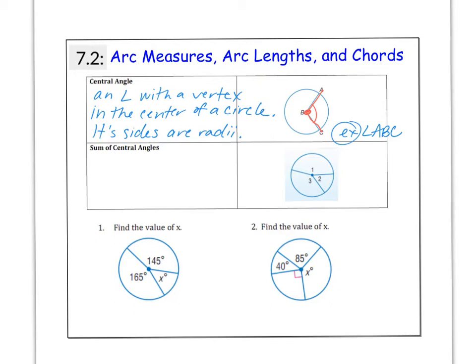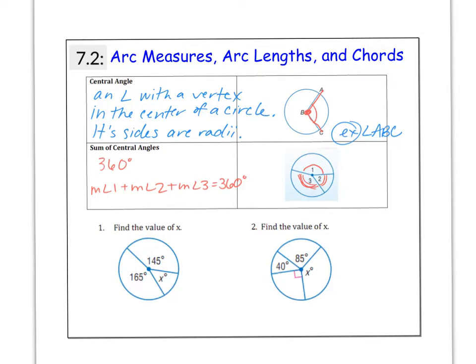Now the sum of the central angles in a circle, can you guess what is angle 1 and angle 2 and angle 3? What are those going to add up to? If you're thinking 360, you are correct. So the measure of angle 1 plus the measure of angle 2 plus the measure of angle 3, in this case, all add up to 360 degrees. And that's true for all circles.